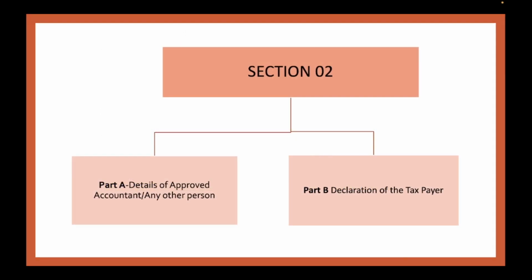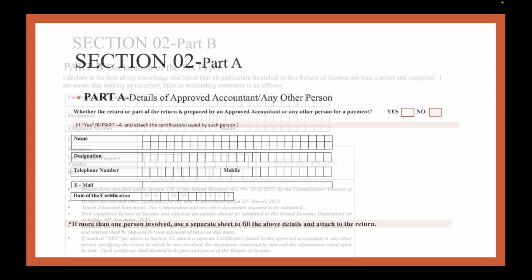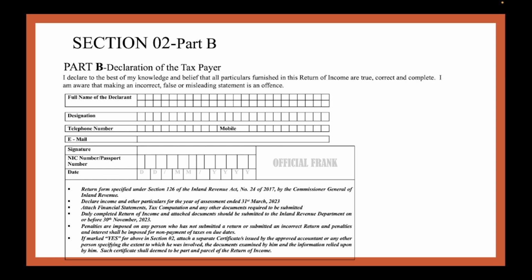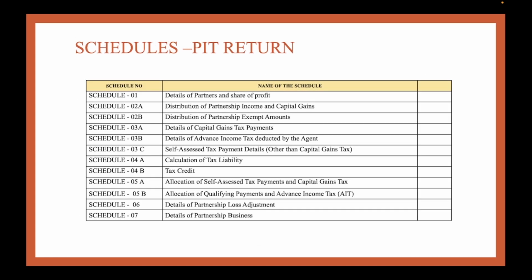Then Section 2. Section 2 is also divided into two parts, Part A and Part B. Part A is for the details of any approved accountant or any other person who has been involved in preparing the return for a payment. Part B is for the declaration of the taxpayer. So in the case of the partnership, it is for the declaration of the president partner or any other partner. That is all for Section 2, so you can very easily move with Section 2. With all these points in mind, we'll start completing Section 1 of the return.